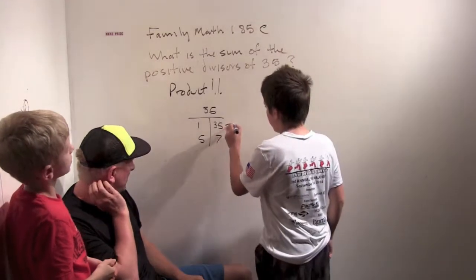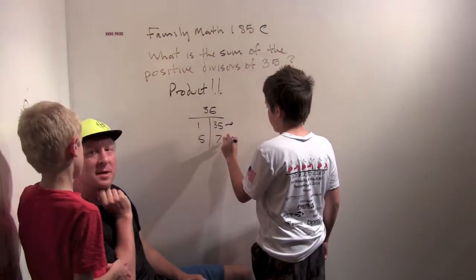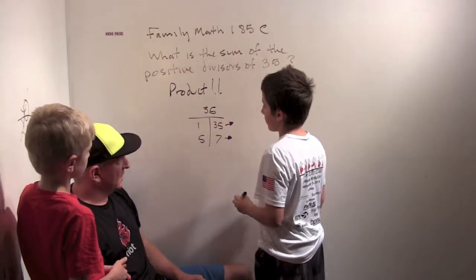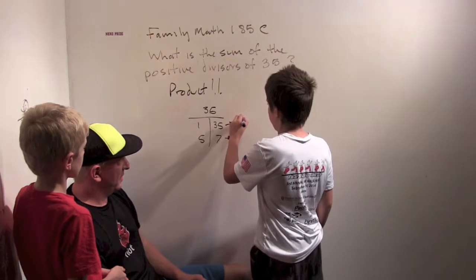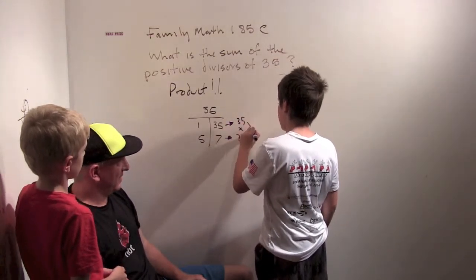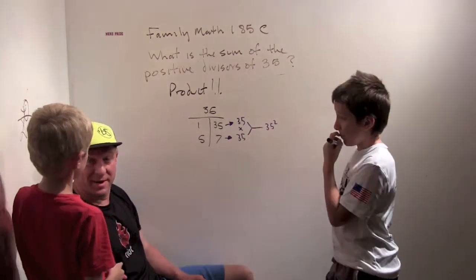Well, we can do row by row like we did with the adding last video. I think I see something. Well, you multiply this, you get 35. You multiply that, you get 35. Then you have to multiply them together, and it's 35 squared. So I see something.